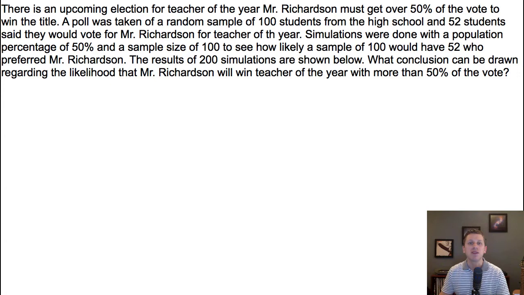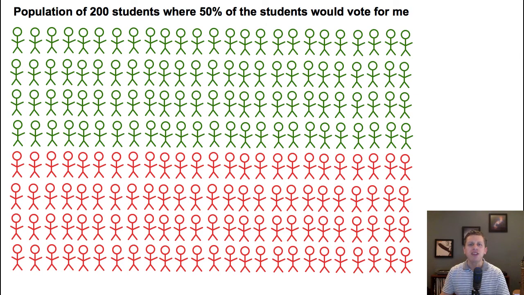What conclusion can be drawn regarding the likelihood that myself will win Teacher of the Year with more than 50% of the vote? Before we show the results of the computer simulation, I want to consider this scenario. Here we see a school population of 200 students where 50% of them would vote for me for Teacher of the Year. Now imagine what happens if of these 200 people in our population, I only pick 100 of them. Many different scenarios could arise for how many of them would vote for me for Teacher of the Year.